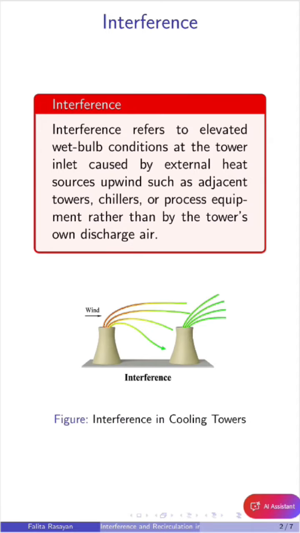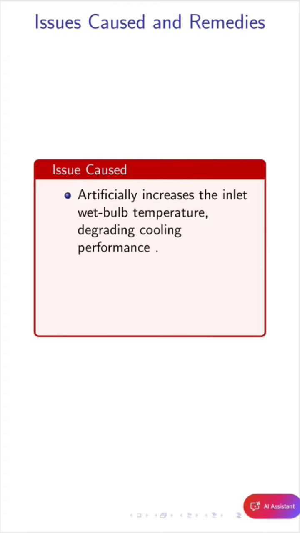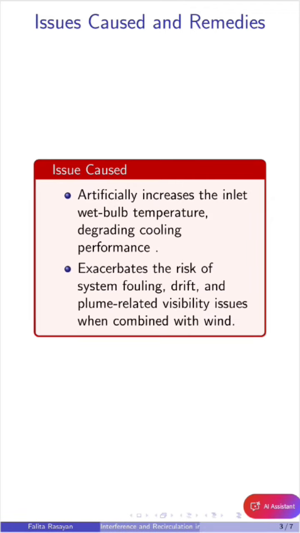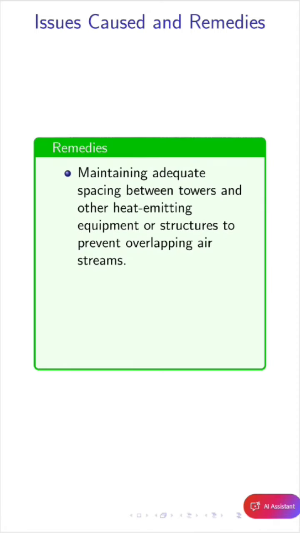As you can see, wind carries the hot and saturated air from another source into the inlet of another cooling tower. What are the issues caused by this? At first, it artificially increases the inlet wet bulb temperature, degrading cooling performance. It also exacerbates the risk of system fouling, drift, and plume-related visibility issues when combined with wind.